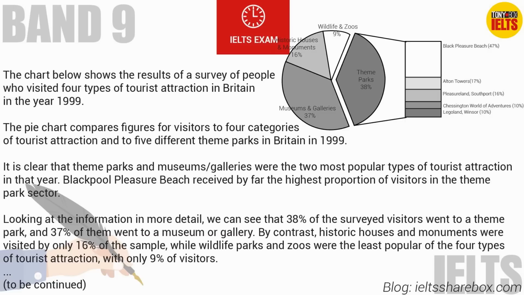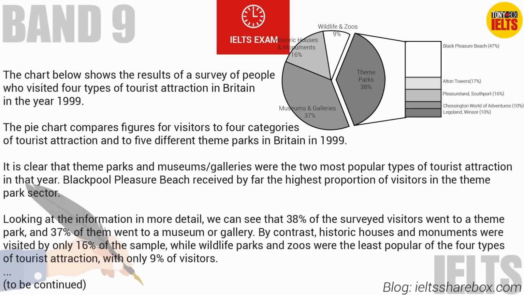The pie chart compares figures for visitors to 4 categories of tourist attraction and to 5 different theme parks in Britain in 1999. It is clear that theme parks and museums, galleries, were the 2 most popular types of tourist attraction in that year. Blackpool Pleasure Beach received by far the highest proportion of visitors in the theme park sector.